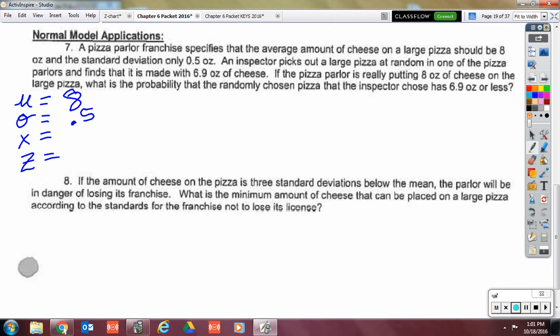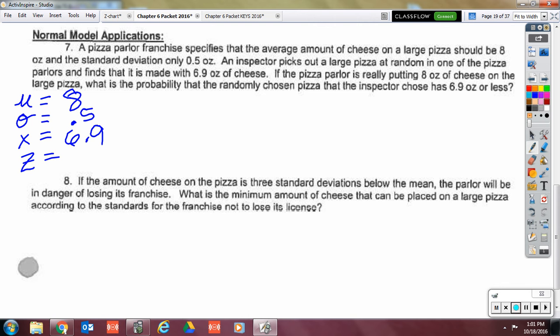What is that, the X value or the Z score? It's your actual X data, your data piece. That's your X score that you got. If the pizza parlor is really putting 8 ounces of cheese on the large pizza, what's the probability? Find probability, find proportion of observations. When you find percentage, what are we going to end up using?